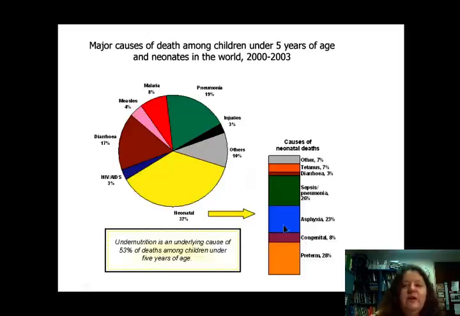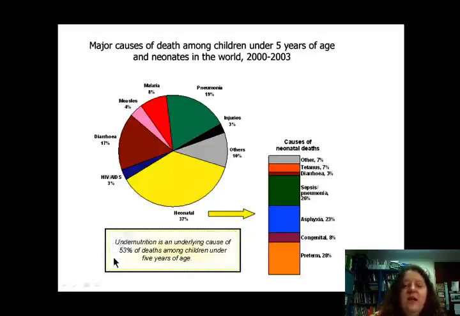Here's another picture of those kids under age 5, right? Showing you diarrhea again. Here's pneumonia. And then neonatal, those are newborns, right? So what kills newborns? And here's the list of things that are killing newborns: tetanus, diarrhea, pneumonia, right? But really what I want you to see is this little box here.